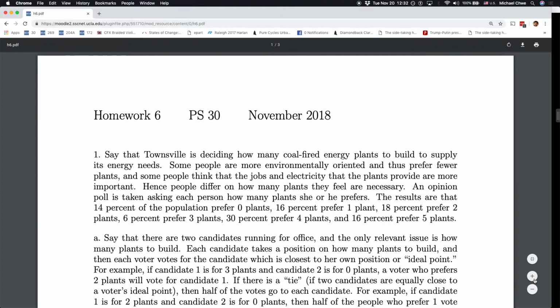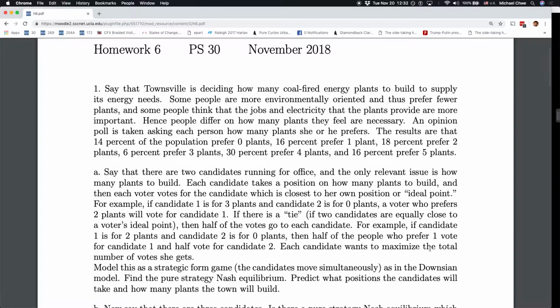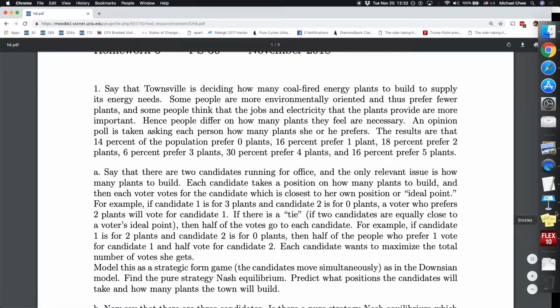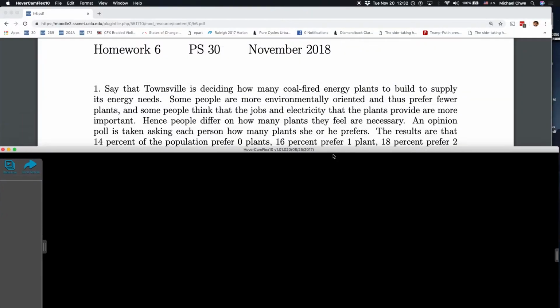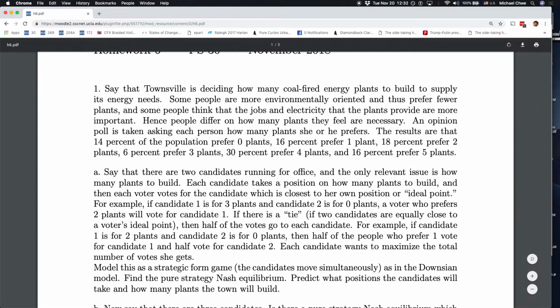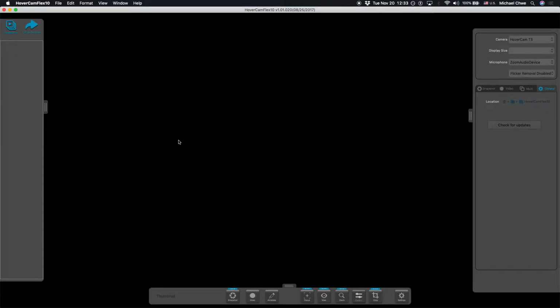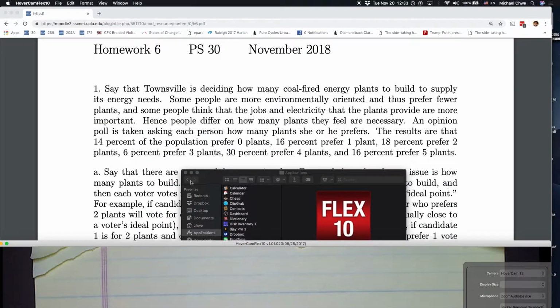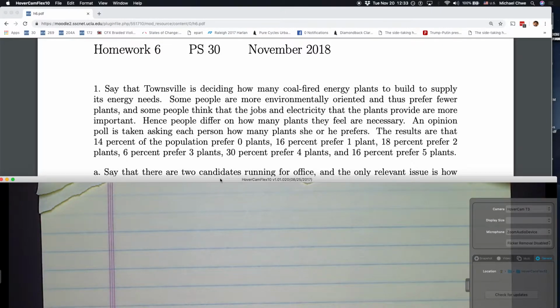This homework, the first one's a pretty straightforward one. Okay, so Townsville deciding how many. 14%. Let's see if I can do this. Okay, so how many people did this, and are okay with it? Okay, the first one's pretty straightforward.